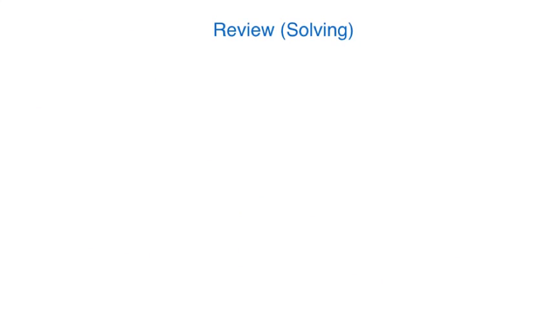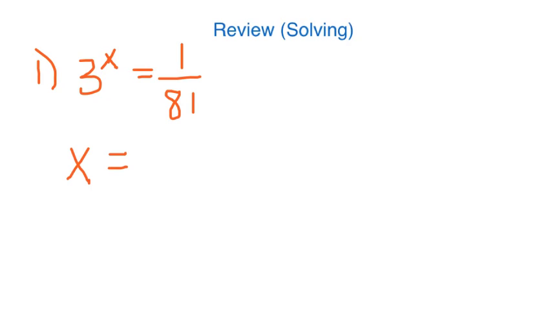All right, a quick review of solving some of these logarithmic equations would be 3 to the x is equal to 1 over 81. So in this case, you're asking yourself, what power would I raise 3 to get 1 over 81? So in this scenario, it's going to be a negative exponent. So it would be x equals, well, 3 to the what power is 81? That's 4. So it would be negative 4.